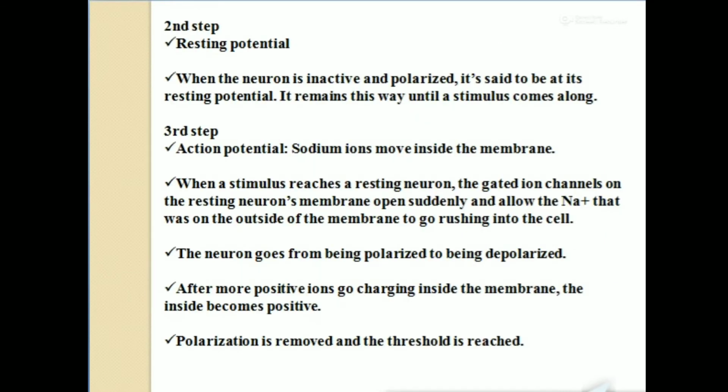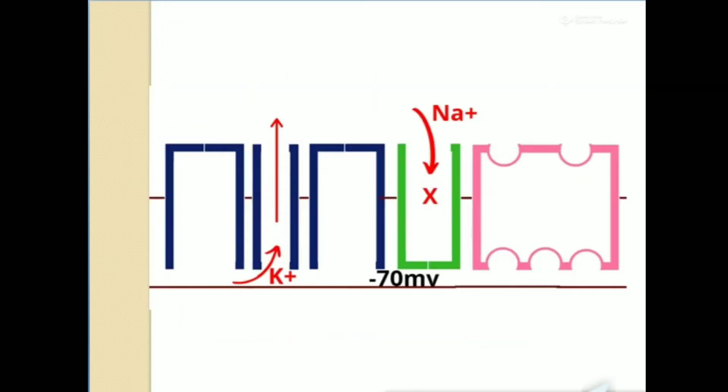Now, what is the second step? Resting potential. When a neuron is inactive or polarized, it is said to be at its resting potential. It stays this way until a stimulus comes along. When it is in the polarized state, that means it is in the resting phase where no sodium ion can influx and some of the potassium ions can go outside. This is the resting phase where no information is coming. They are in resting mode.